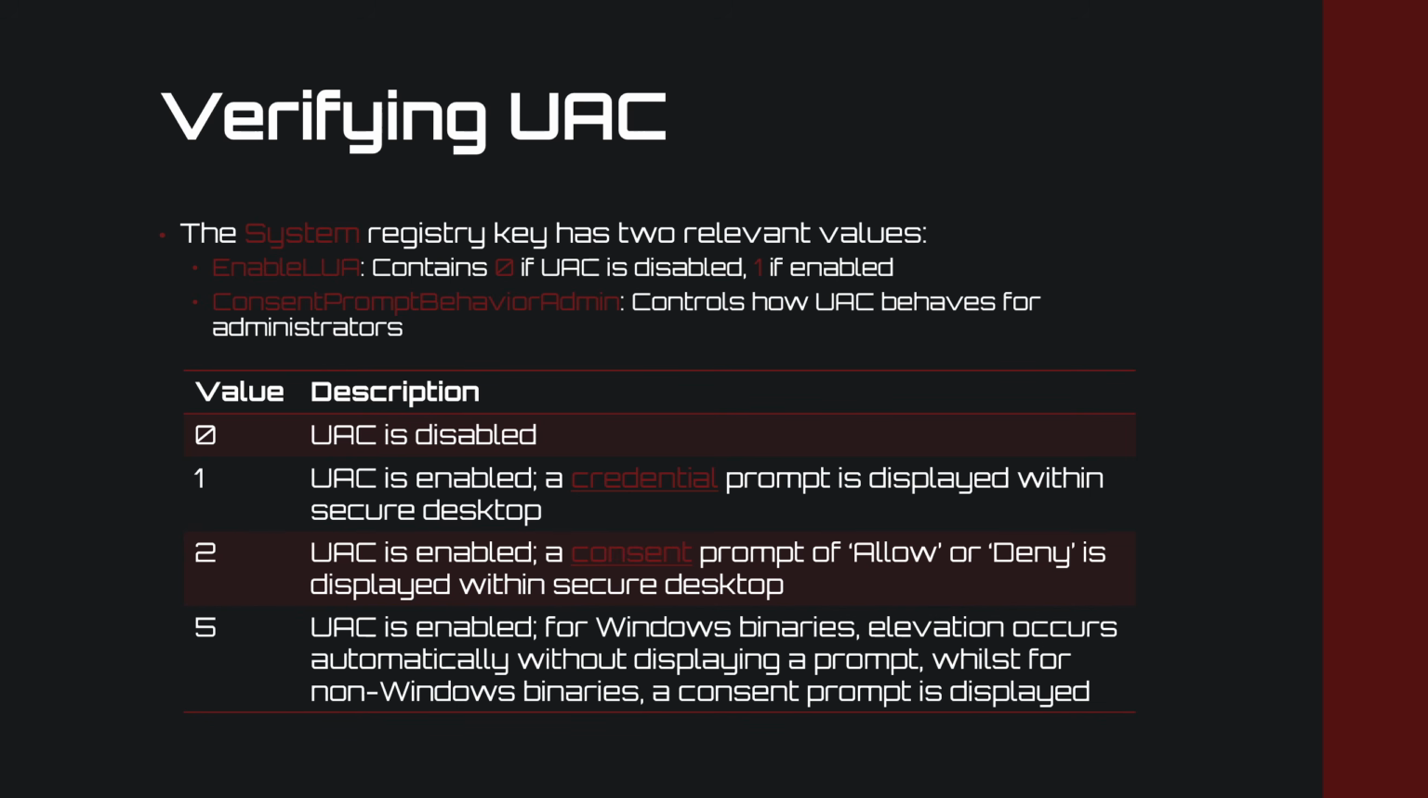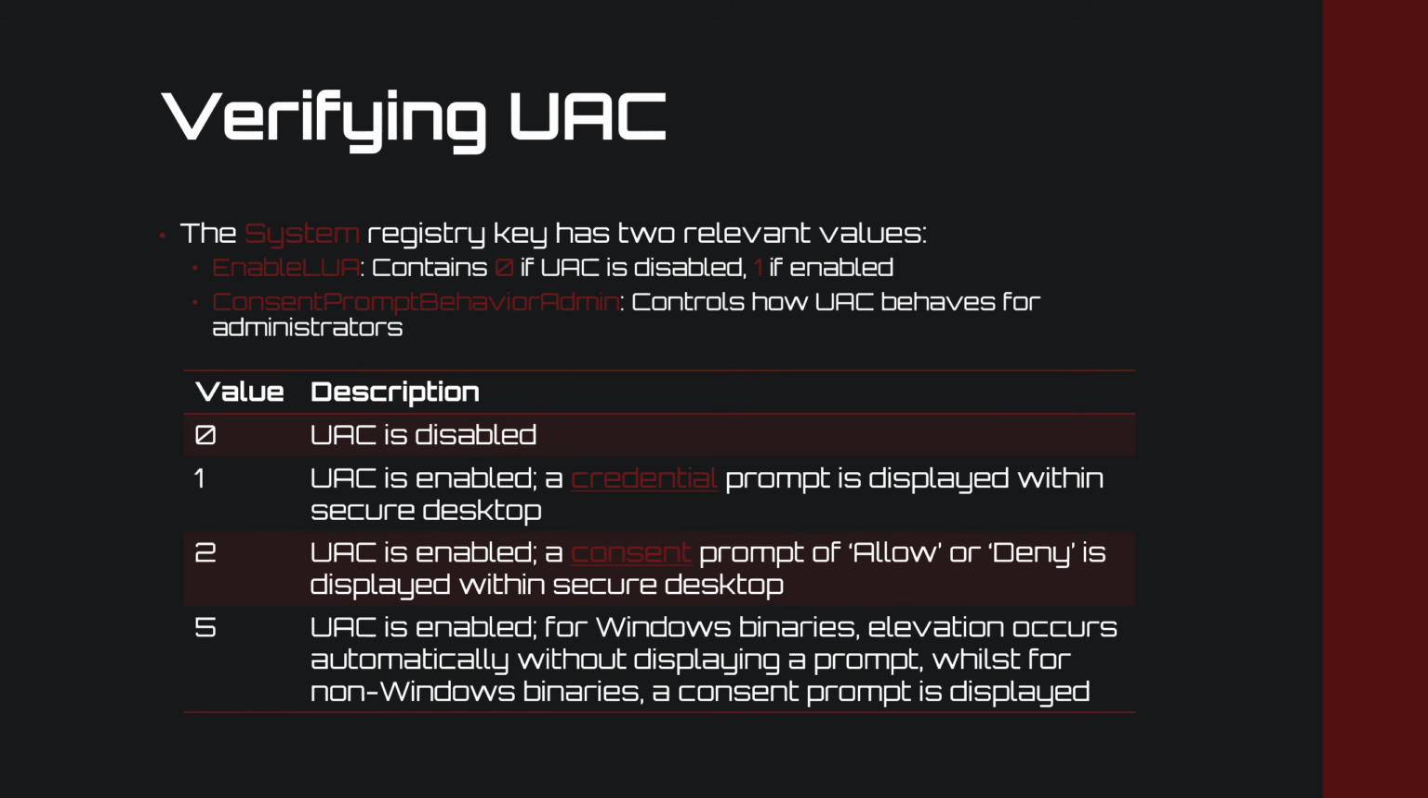Now, the main value we want to focus on is ConsentPromptBehaviorAdmin, and there are several different settings for it. So for example, whenever it has a value of 0, it disables the UAC entirely for administrators. Options 1 and 2 control whether a credential or consent prompt is displayed. That is, whether it prompts for credentials or simply displays an allow or deny option. However, the most important option is 5.